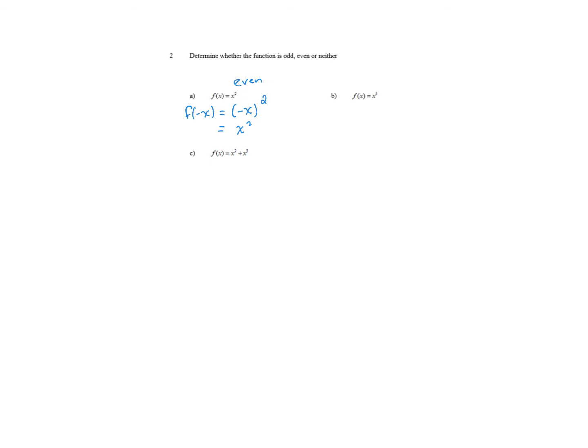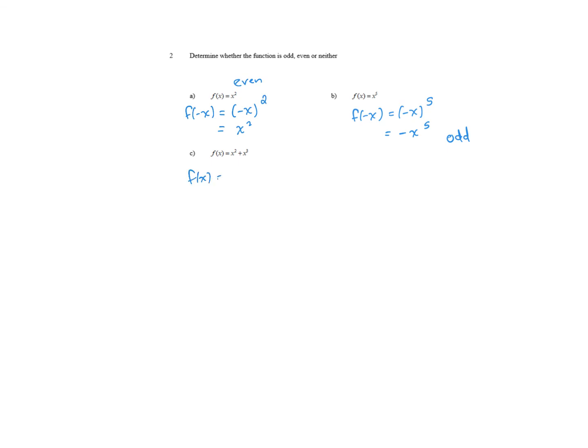If f of x equals x to the power 5, again, we're going to replace x with negative x, and we're going to apply the power 5 to that. So that's negative x times itself 5 times, which means we're going to have an odd number of negatives. So it would be negative x to the power 5. Since it is exactly opposite sign to the original, we say that is an odd function.